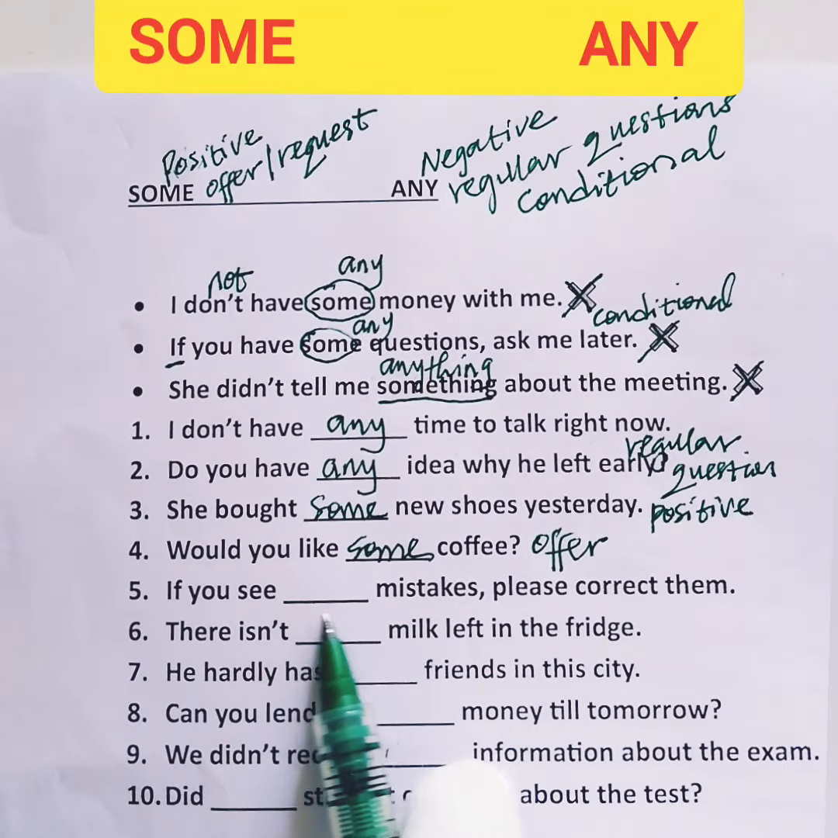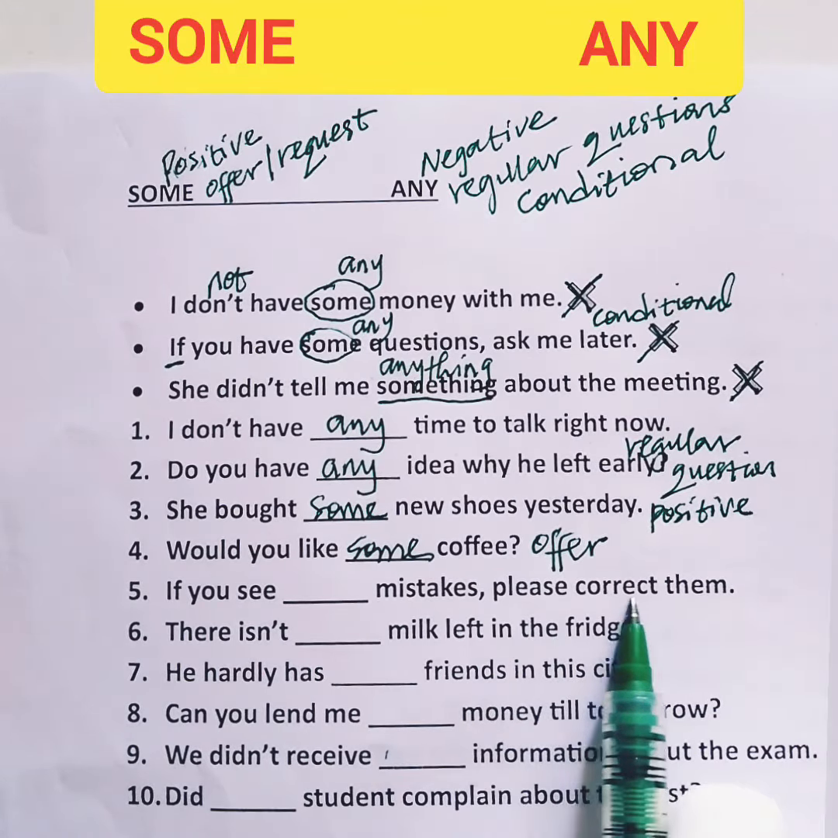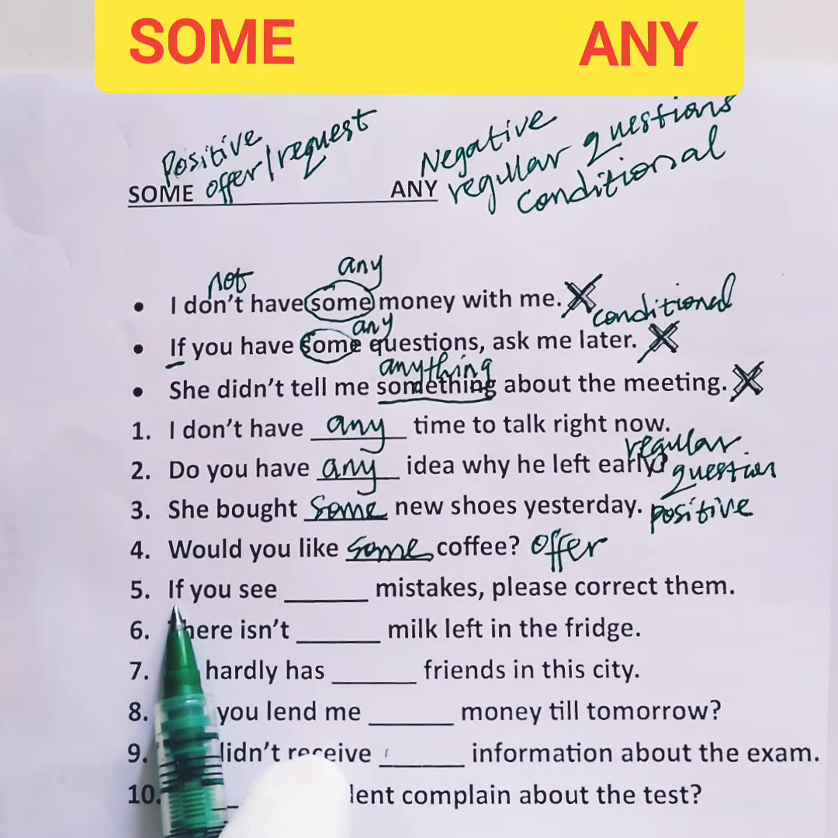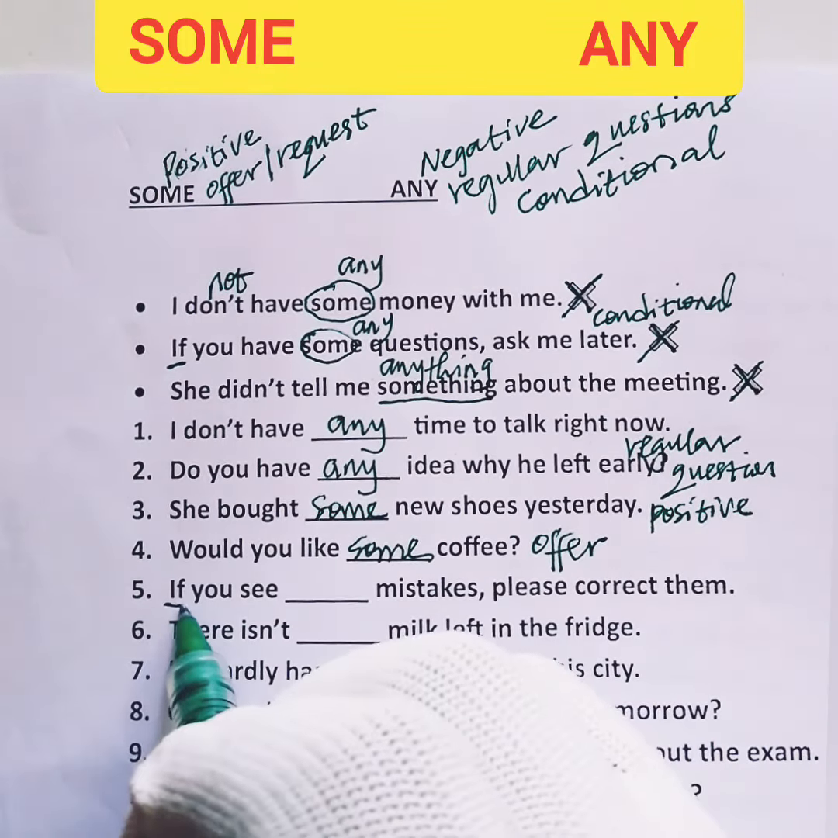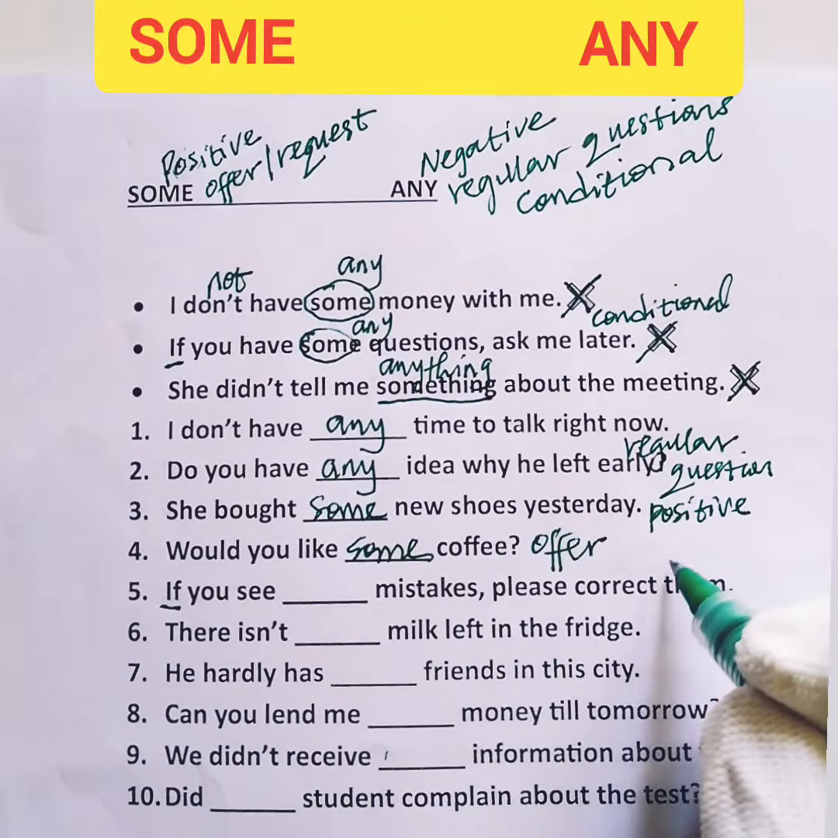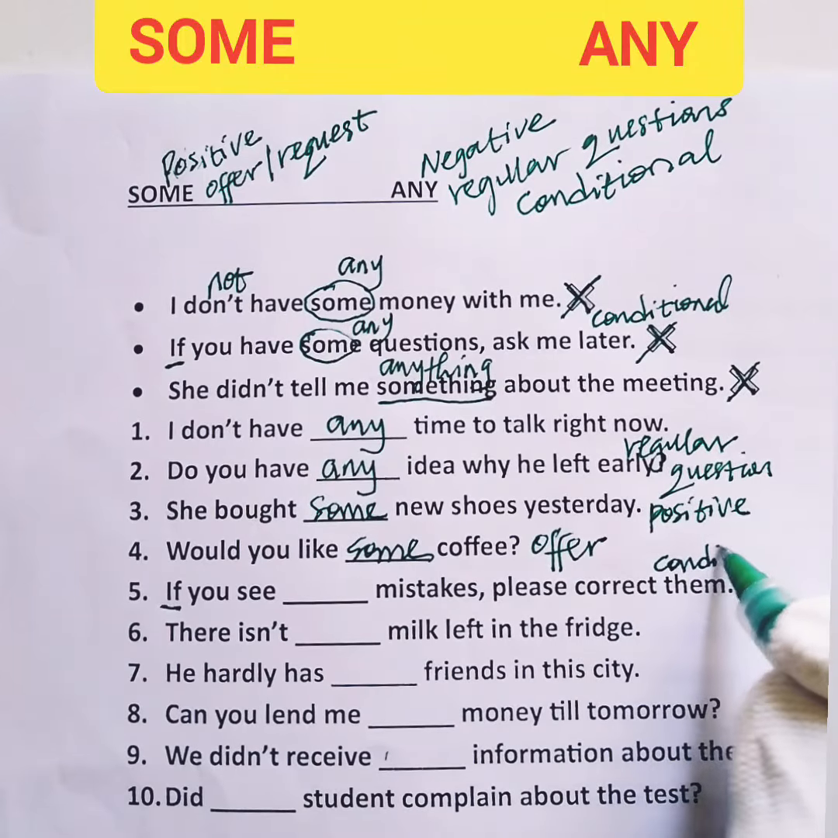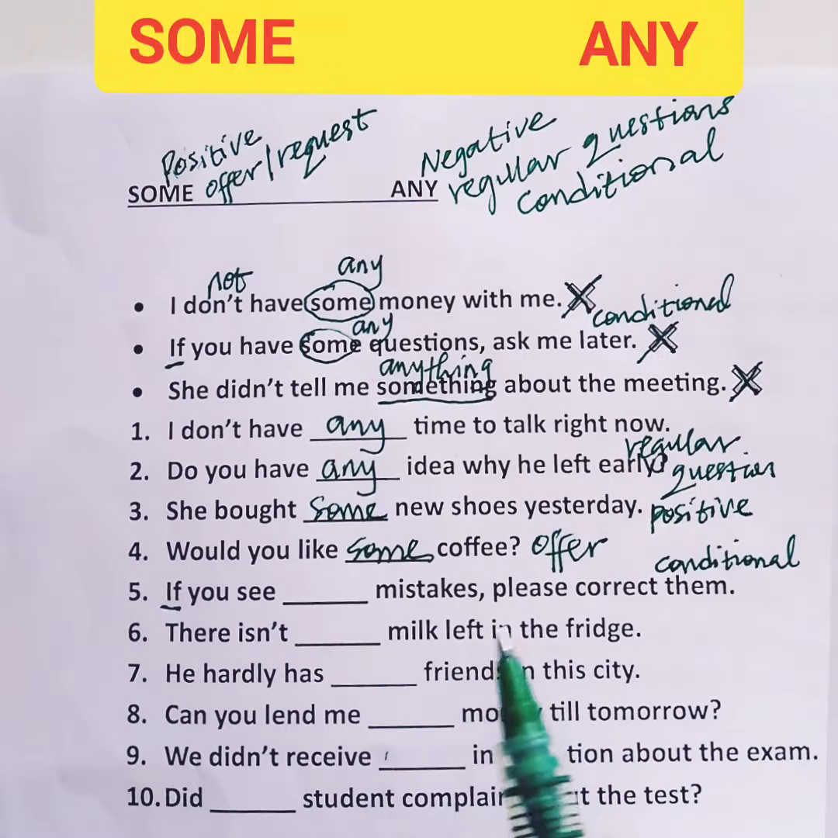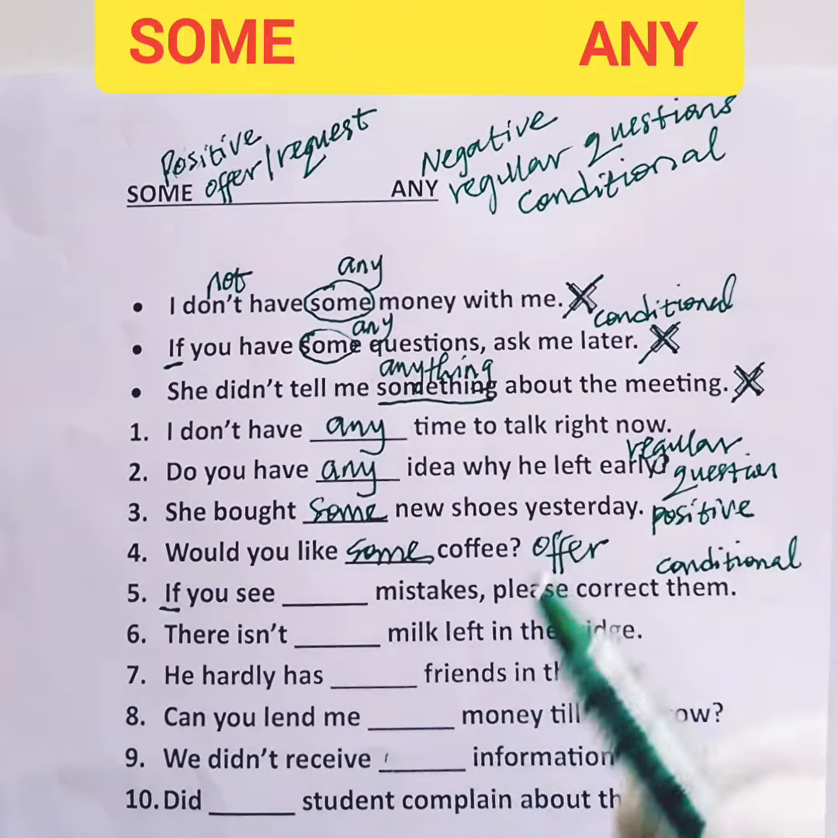5. If you see blank mistakes, please correct them. What kind of sentence is this? Look at this. If places condition in a sentence. So this sentence is conditional. For a conditional sentence, what do we use? Any.